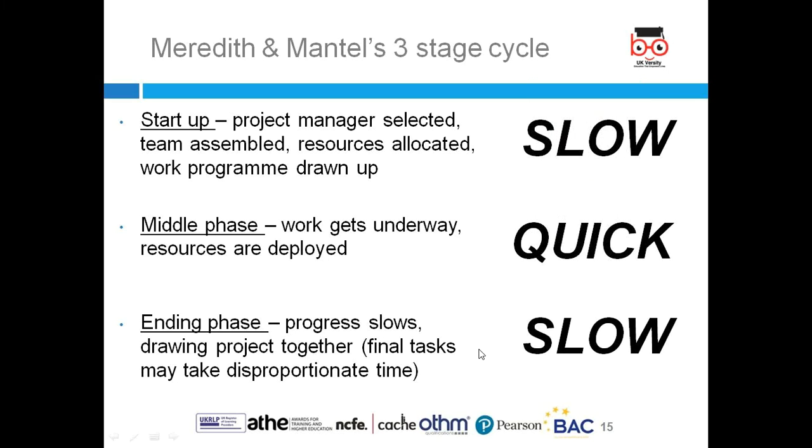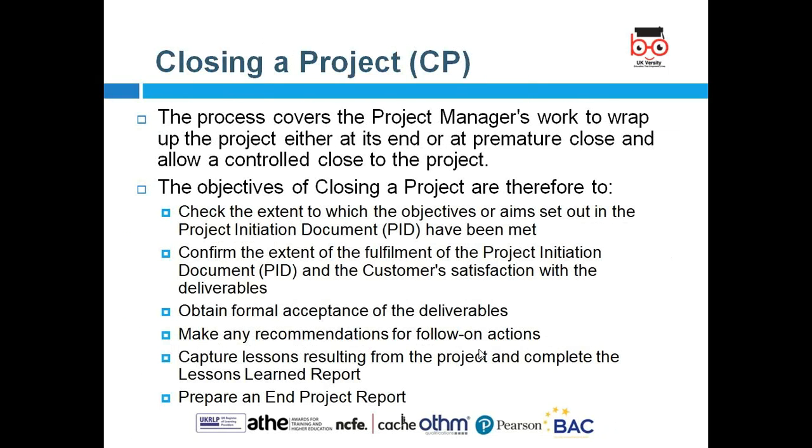So that can be slow. In the middle phase of the project, the work gets underway and the resources are deployed. That can be quick. Then the ending phase, when you close it, maybe you slow down the work because you need to make sure you are meeting the quality or not. So progress slows, drawing the project together, and the final task may take a disproportionate amount of time. So we can look at a slow, quick, and slow approach in the project planning stage.